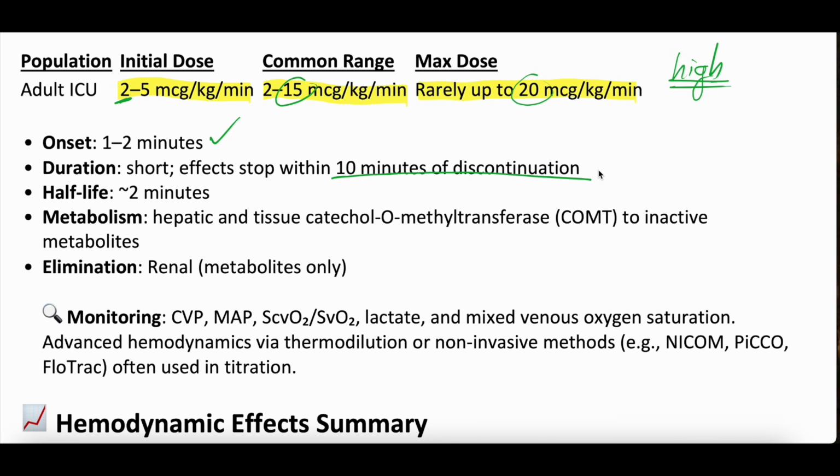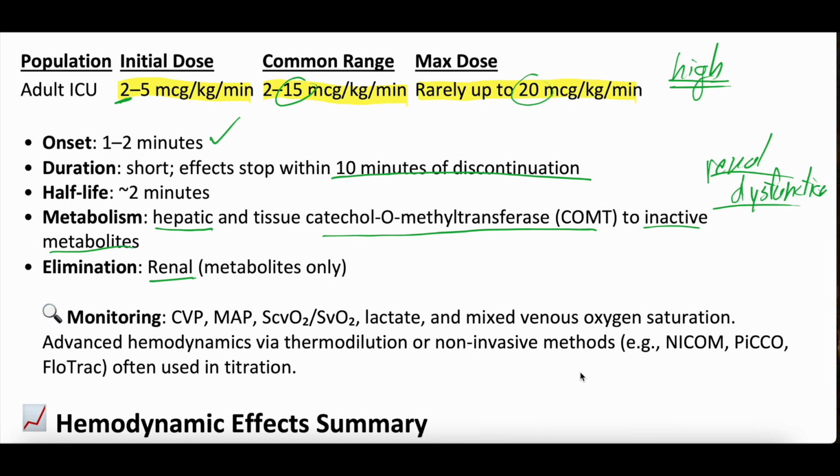And then the metabolism: it is metabolized in the liver. It uses COMT to convert it to an inactive metabolite. And then those inactive metabolites are renally excreted. But the metabolites renally excreted are inactive, so renal function does not necessarily drive how much active dobutamine there is. Rather, these enzymes in the liver break dobutamine down into its inactive form that then is renally excreted. So dobutamine is fairly safe to use in patients with renal dysfunction because it's already broken down into its inactive form before it has to be renally excreted.